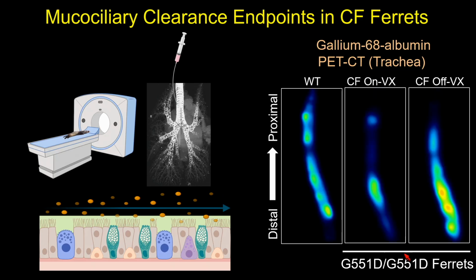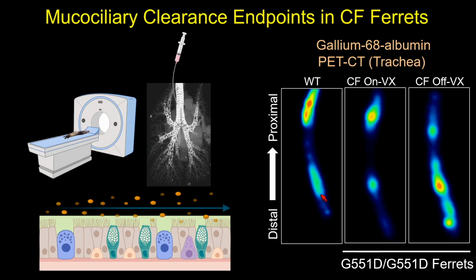This is the experiment to convince you that this assay detects CFTR activity. We're looking at clearance here from the distal trachea up to the proximal trachea. These are ferrets on VX770, fairly rapid clearance.